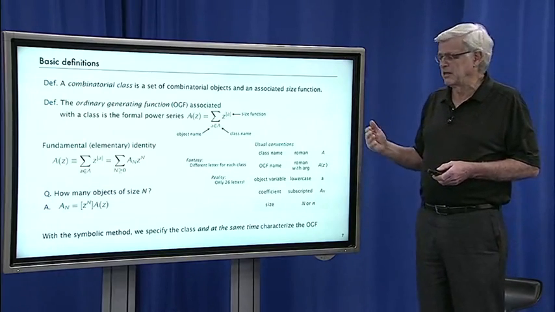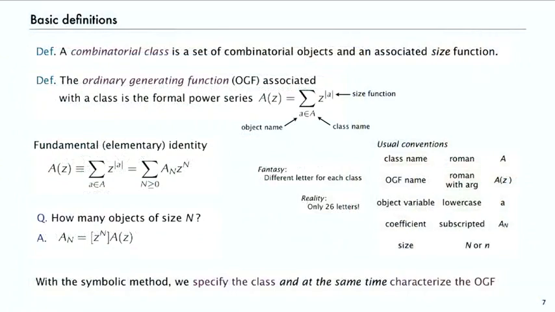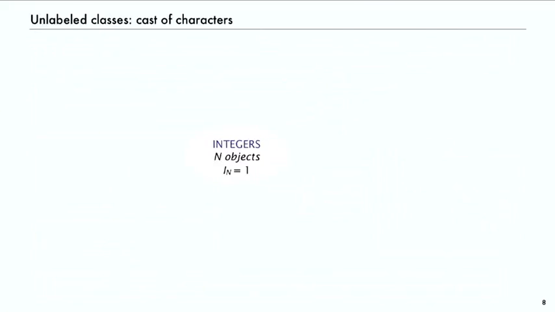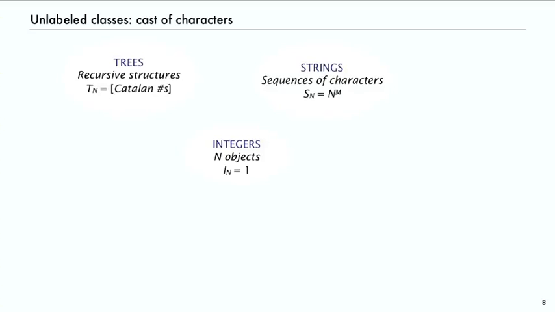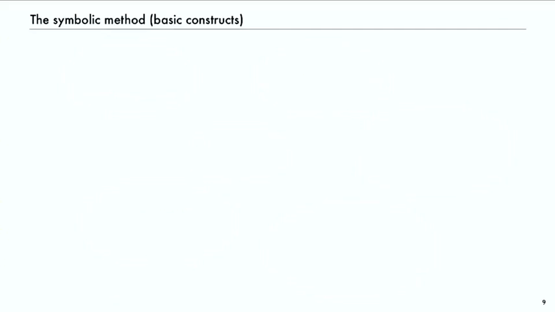Now, with the symbolic method, what we can do is specify the class and at the same time characterize the generating function. And that's the process that we want to talk about today. There's a number of basic combinatorial objects that are characterized well by ordinary generating functions. They're called unlabeled classes, and we'll talk about that distinction later. So integers or strings, which are sequences of characters, or recursive structures, trees, languages, and then compositions and partitions. Compositions are positive integers that sum to n, and partitions are unordered compositions, and we'll look at all of those soon. So to describe those combinatorial classes, we use basic operations or constructions.